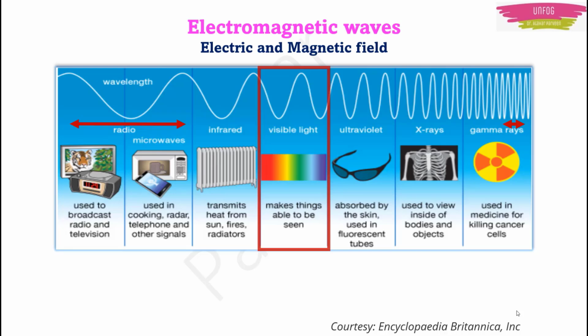Then X-rays, they are used to view inside of bodies and objects. This is because they have higher energy. You can use this E is equal to h nu formula here to remember the energies. The more the frequency, the more will be the energy. The frequency is highest here for gamma rays, so energy will be more. For X-rays, it is a little bit less, right? So other than gamma rays, X-rays have the most energy in the spectrum. Like that you can relate.